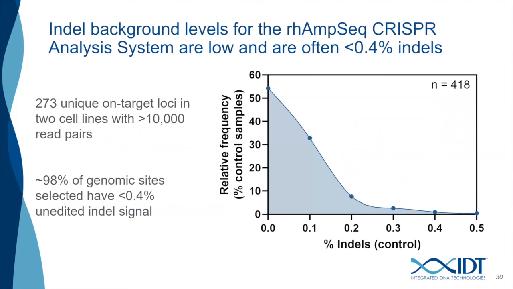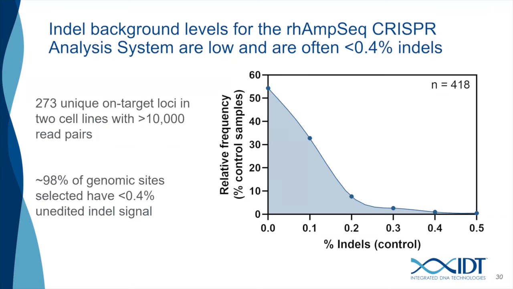Next, we wanted to quantify the level of background indel rates that we observe in unedited samples, to get an idea of what the background noise looks like when you're using the RAMP-seq CRISPR system. We did this with 270 unique loci in 2 cell lines where we gave greater than 10,000 reads for these unedited samples. On the x-axis, you can see the percent indels in the control samples, binned in 0.1% intervals, with the relative frequency of all the control samples plotted on the y-axis.